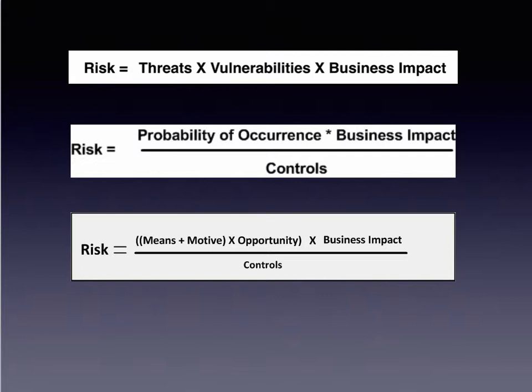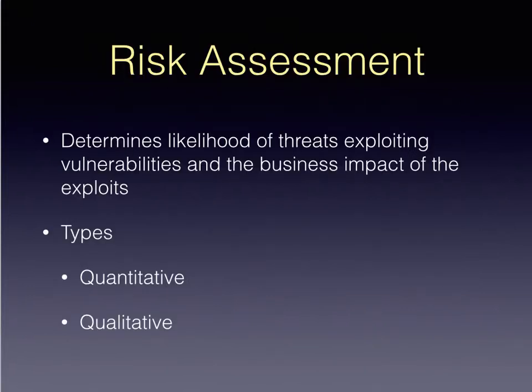If the attacker is motivated by political issues, again, that attacker may spend a lot of time trying to get through your defenses. So, likelihood of occurrence is a function of the nature of the threat, the means and motive of the threat, and any vulnerabilities or opportunities that exist for that attacker. So to determine risk, we do conduct risk assessments.